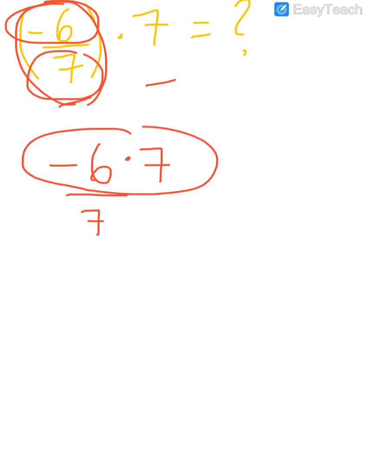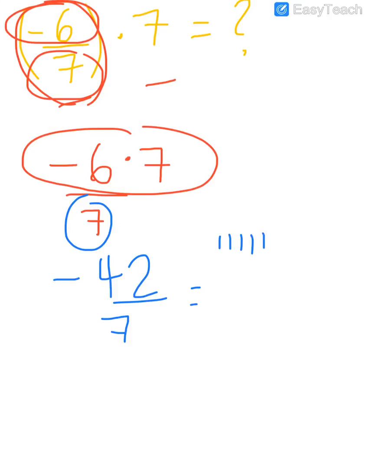So take a second and think about what that is. It's negative 42. And now we're going to take that answer and divide it by 7. So negative 42, if we had negative 42 groups, I'm not going to sketch them all out, and we divided them into 7 groups, we would have negative 6 in each of the groups.